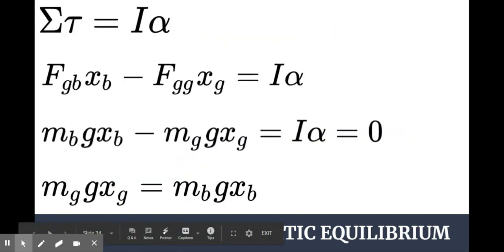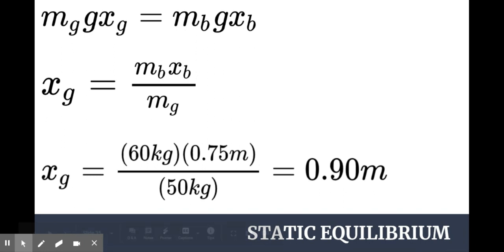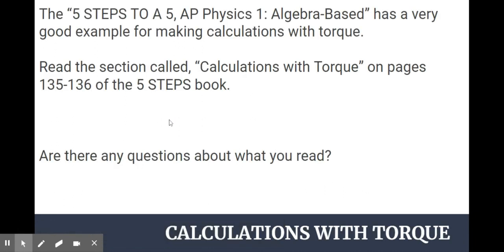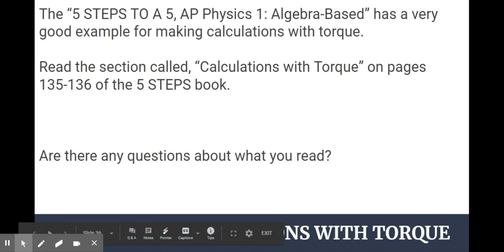Now, in this case, it's in equilibrium, so all of this is going to equal zero. So we can set these two torques equal to each other. When we do that, you can solve for this lever arm distance. Once you input your values, you should get 0.9 meters. All right. So if you have the 5 Steps to a 5, here's a good section to read.